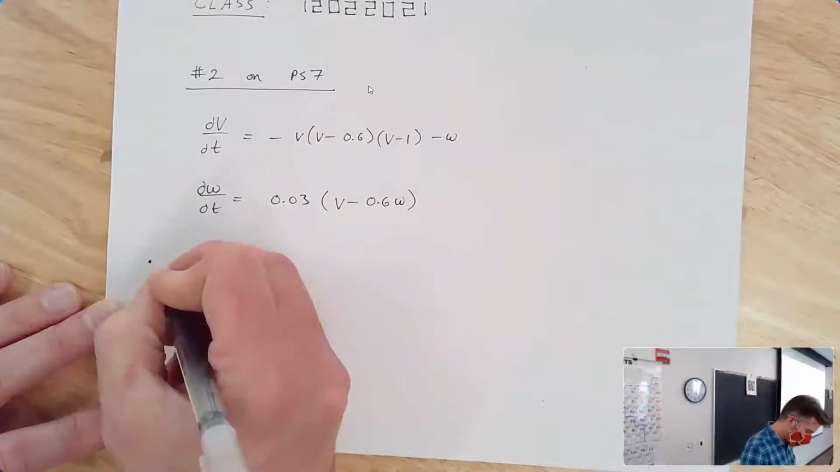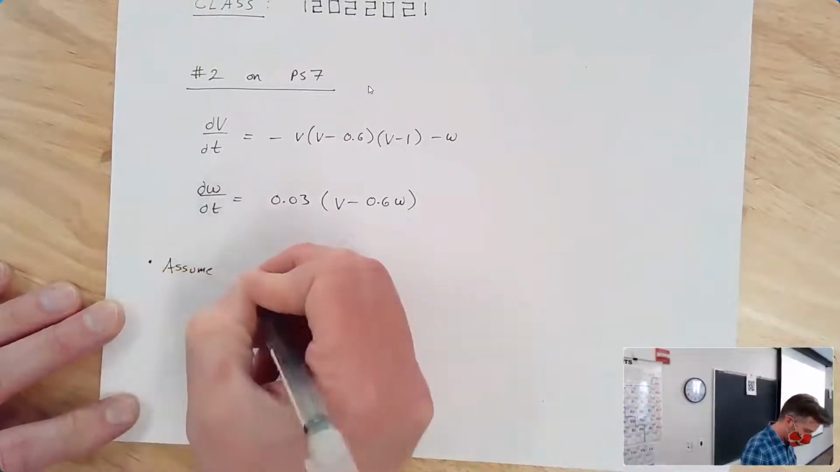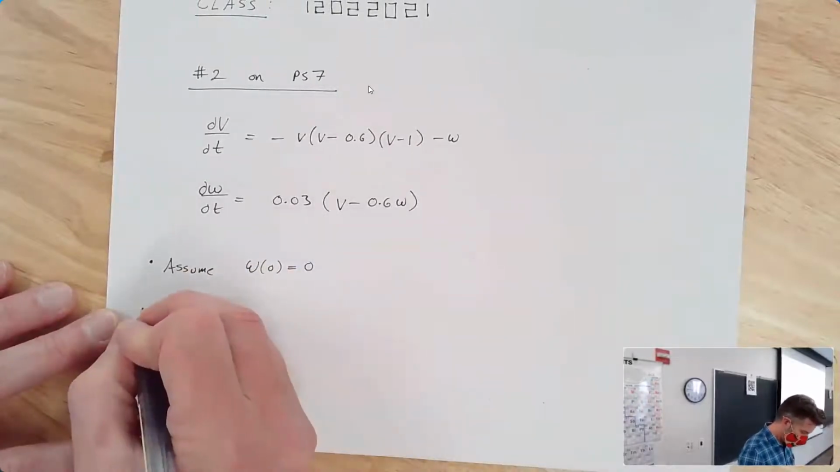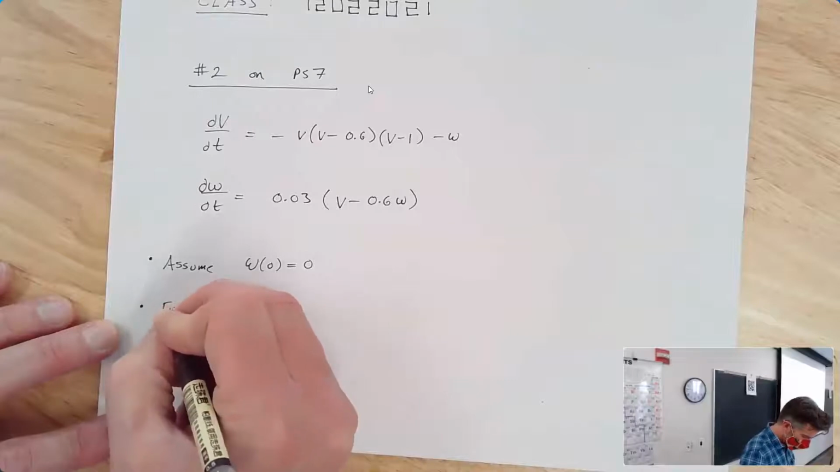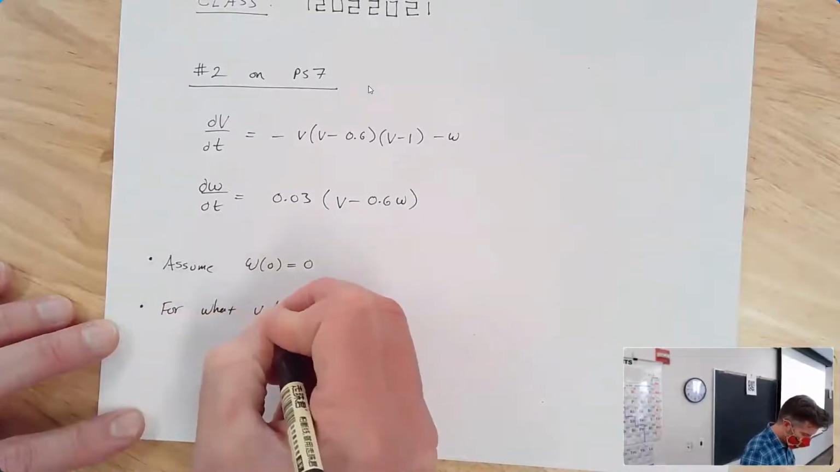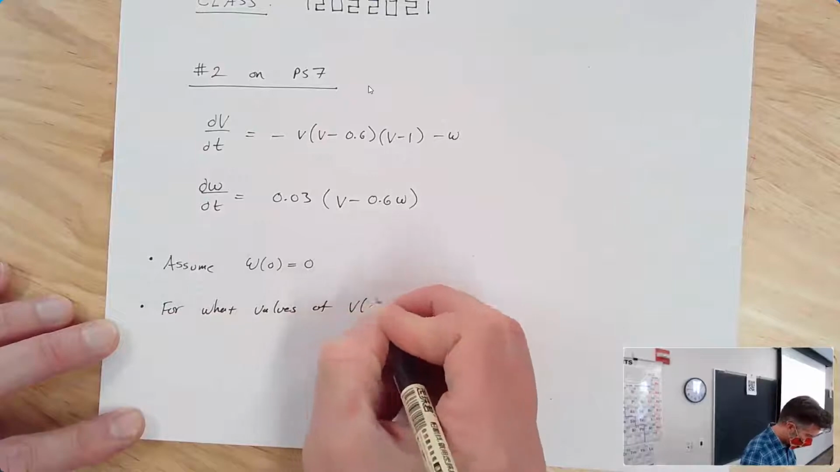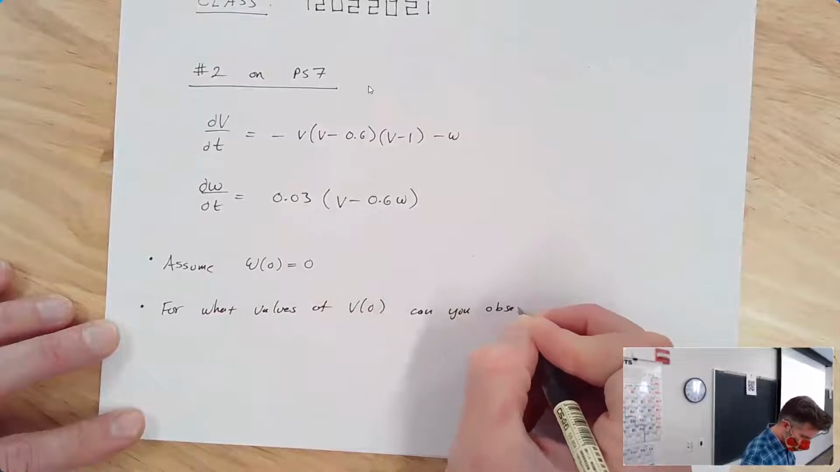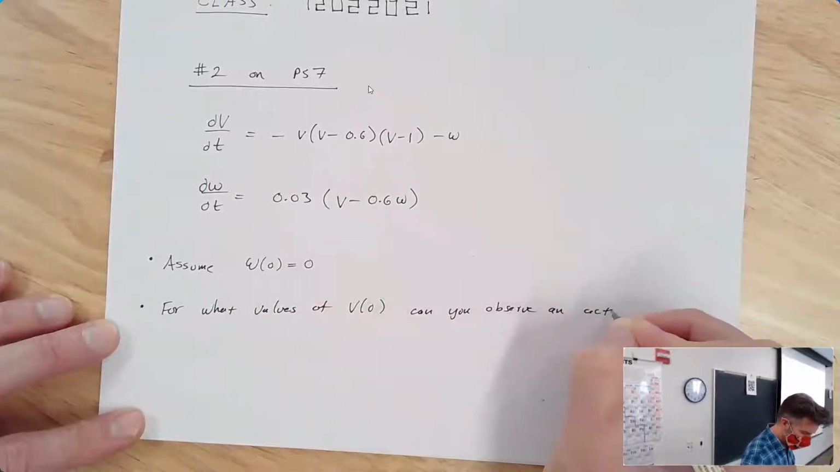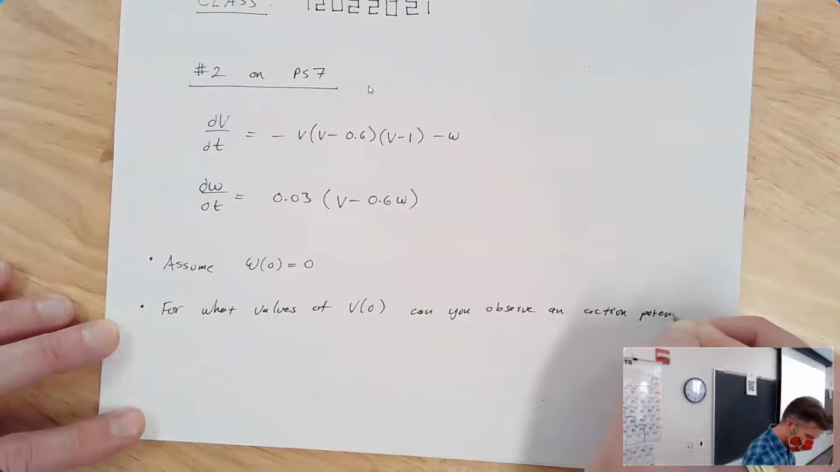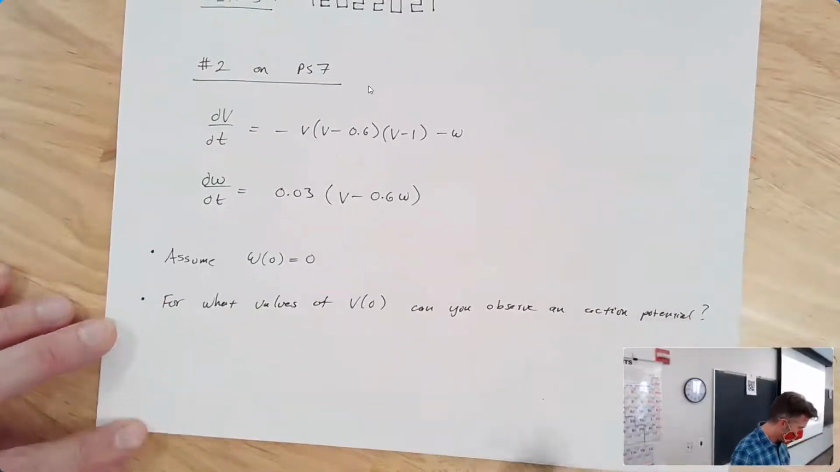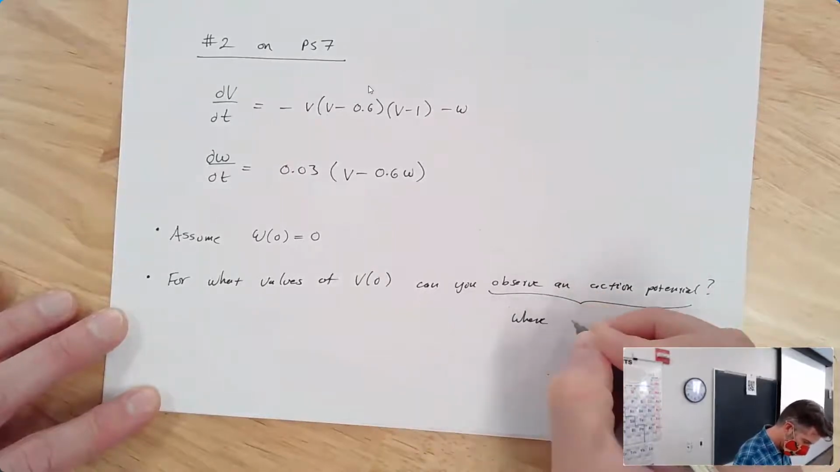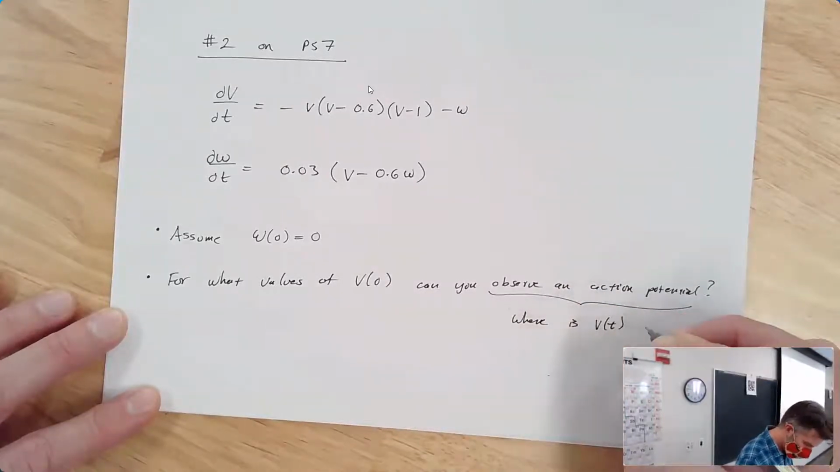So 1, assume that w0 is equal to 0. 2, we're being asked for what values of v naught can you observe an action potential? Meaning, where is v of t increasing?